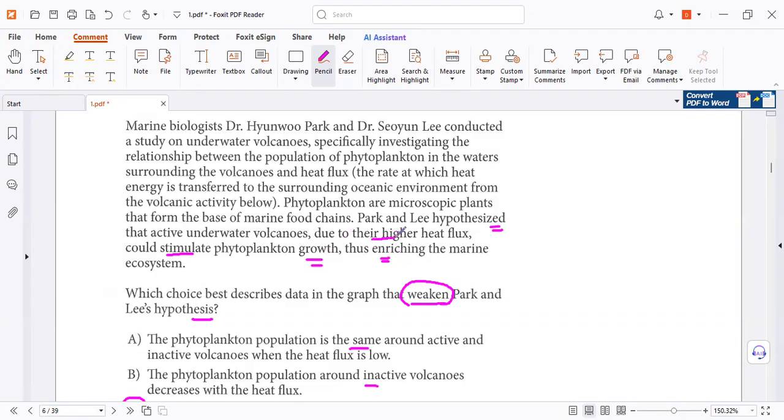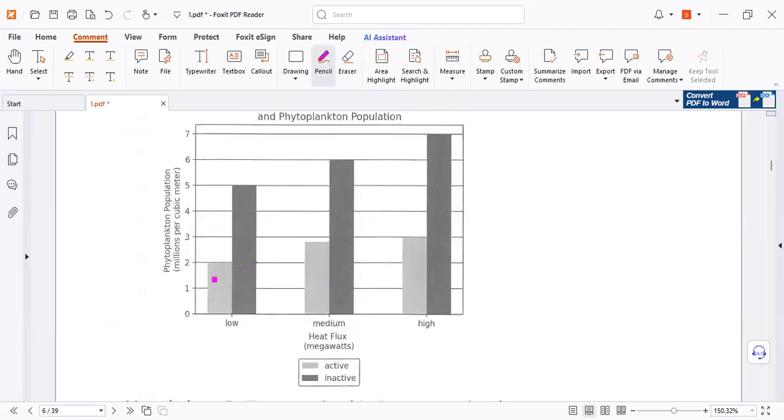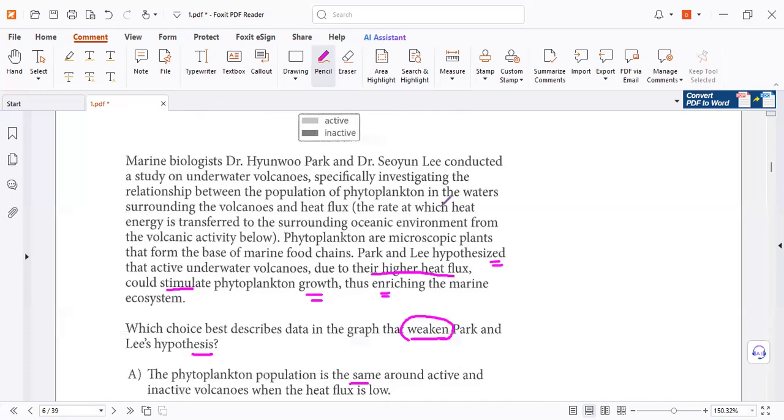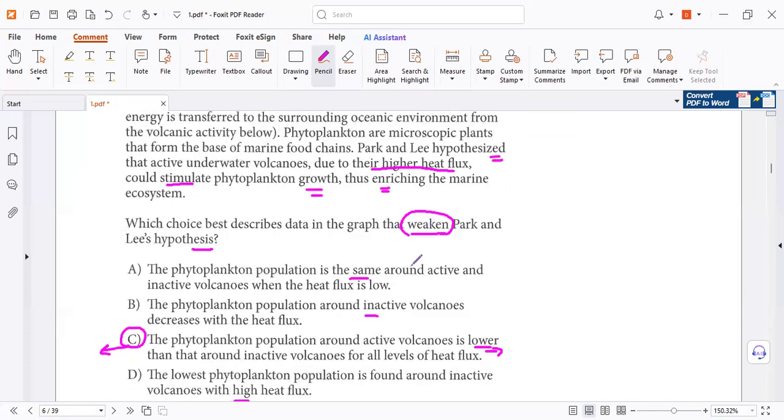Then he said, due to high heat flux, we need something opposite. If it's stimulating the growth, that means it must be high. And if it's high, yes or no? Yes, sir. Now find in the answer something opposite because he said weaken. And it's not the same around, by the way. How is it not the same in the graph? Then he said population around inactive volcanoes decreases. There is no decrease.